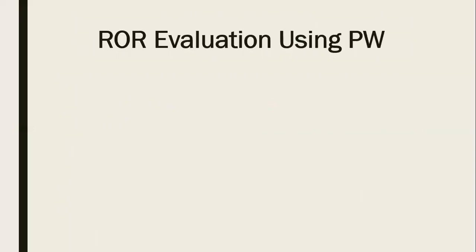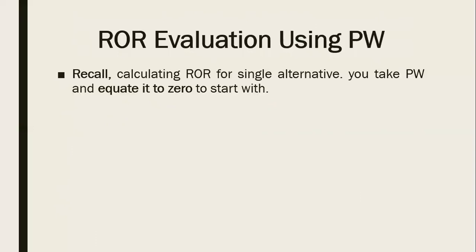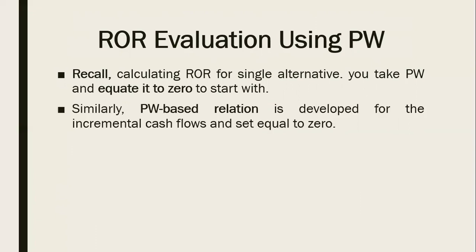Then, ROR evaluation using present worth. Just recall calculating rate of return for a single alternative as we did in the previous chapter. What you do is take the present worth and equate it to 0 to start with. Similarly, a present worth based relation is developed for the incremental cash flows and set equal to 0.